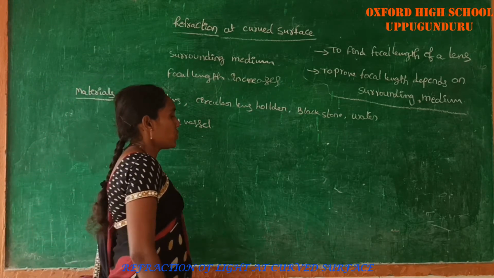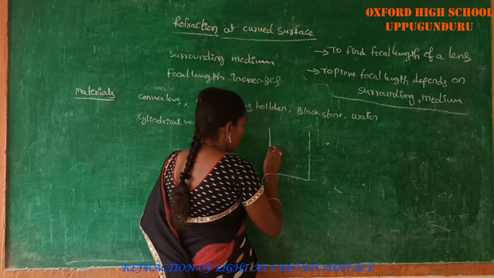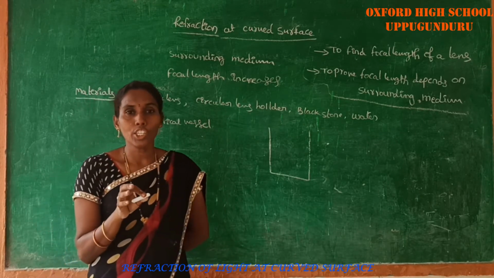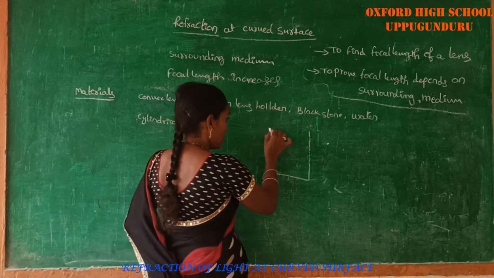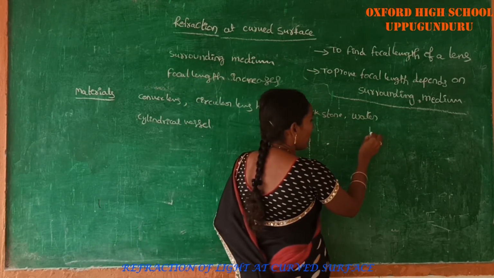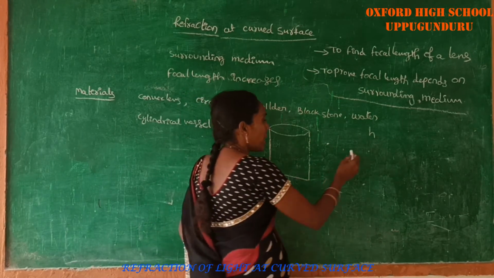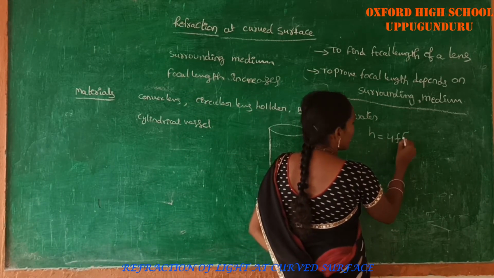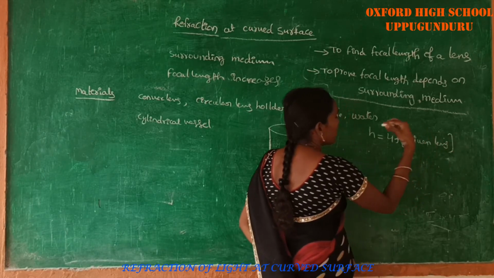First, we have to take the cylindrical vessel. The height of the vessel is greater than the focal length of the given convex lens. The height of the cylindrical vessel is always greater than the focal length of a convex lens. That means the height of the cylindrical vessel is equal to 4 times the focal length of the given lens.